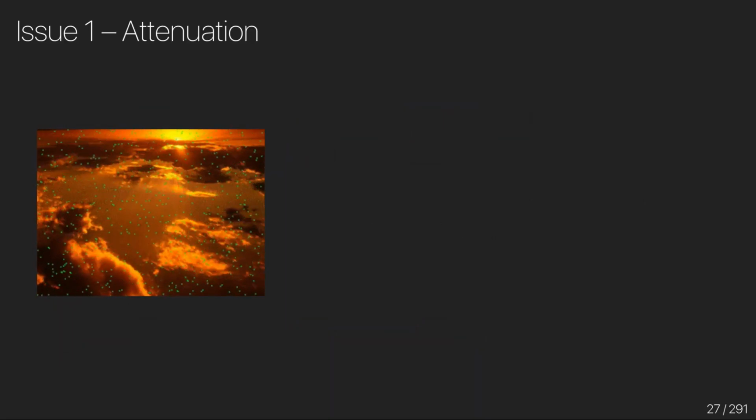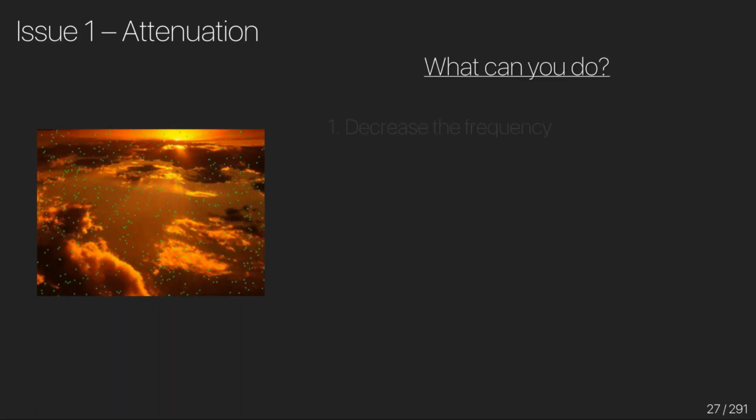So this is what attenuation usually looks like on the screen. You can see these flashing pixels of different colors. Can be red, can be green, can be blue. What can you do when you see this? The first option, the easiest one, would be to decrease the frequency. So use a lower resolution or lower the refresh rate.